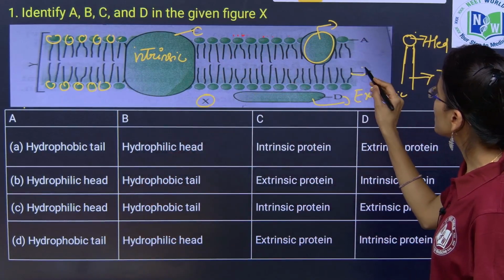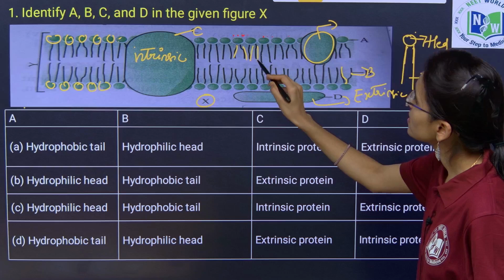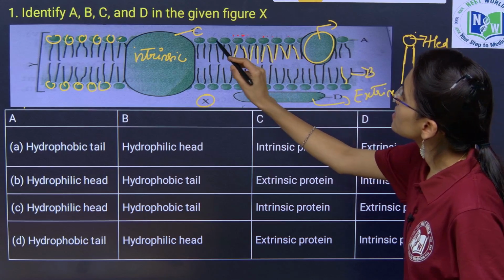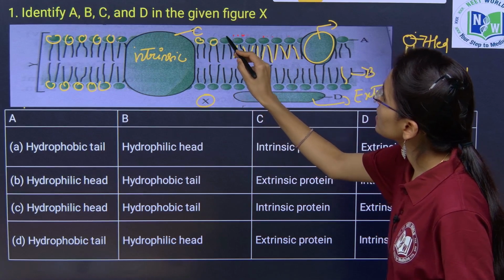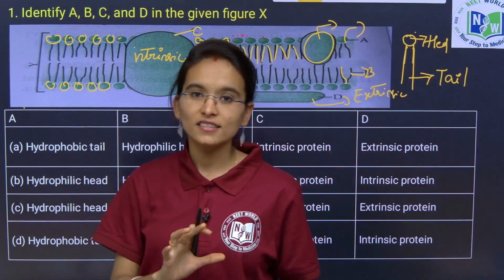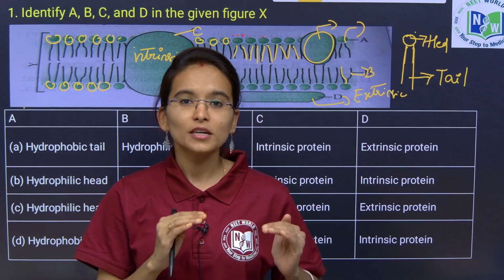And next, what is B, children? What are these, the black colored tails? These are hydrophobic tails. And these circular portions, the green colored structures, what are these? These are the hydrophilic heads. Clear with the concept? Plasma membrane is made up of phospholipid bilayer.